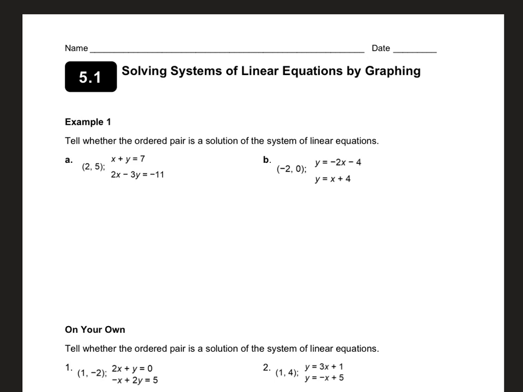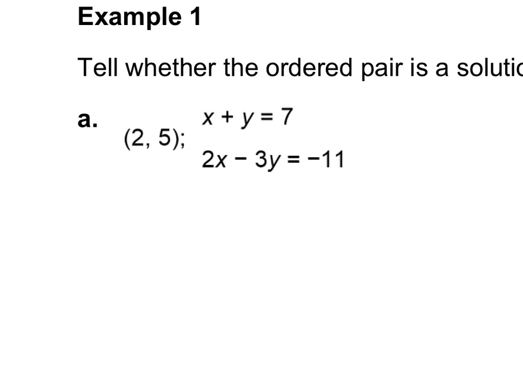Okay, we are going to start our 5.1 notes today, which is solving systems of linear equations by graphing. And our first example is where we're going to tell whether an ordered pair is actually a solution to a system of linear equations. So I'm going to zoom in on example 1a.